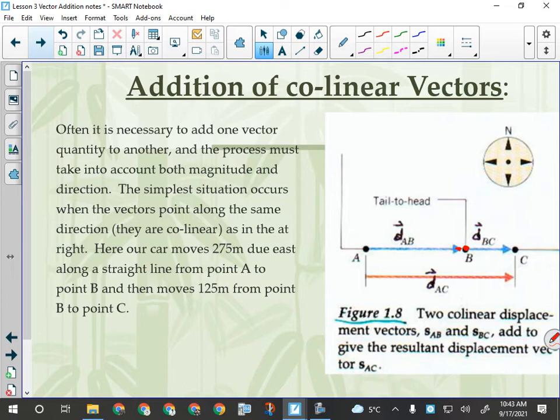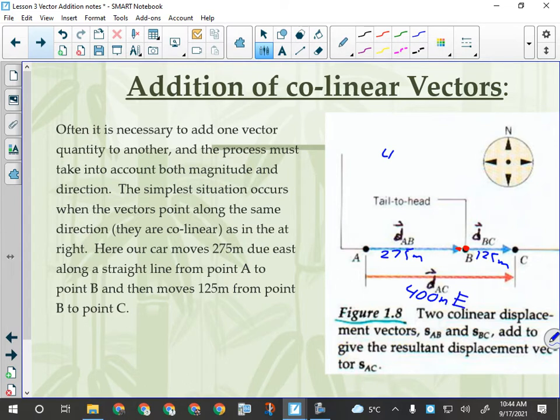All right, so in this situation here, we've got this car moves 275 meters due east, and then 125 meters due east after that. So this first vector here is 275 meters due east. This one's 125 meters due east. They did a good job of representing the scale. One is obviously much shorter than the other, and they both point due east. So what's the overall displacement? 400 meters east. Right? So this line here is 400 meters east. That's vector addition. We draw the vectors tail to head, and we add them together.